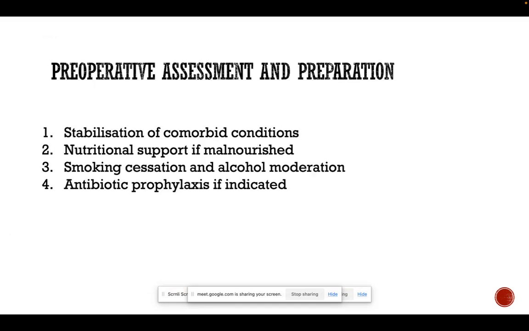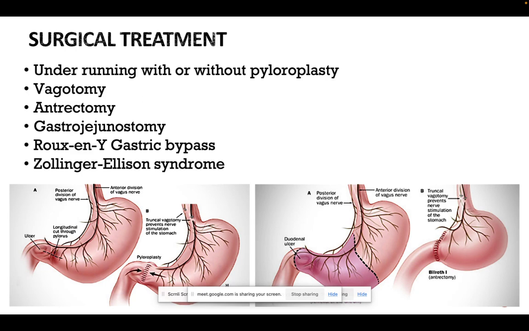Preoperative assessment and preparation. Coming over to the surgical treatment, we use underrunning with or without pyloroplasty, vagotomy, selective vagotomy, truncal vagotomy, or highly selective vagotomy. Truncal vagotomy is generally done with antrectomy, that is, cutting a portion of the antrum and joining it. Gastroduodenostomy is also done, and the cutting edge procedure for the duodenal ulcer is the Roux-en-Y gastric bypass.